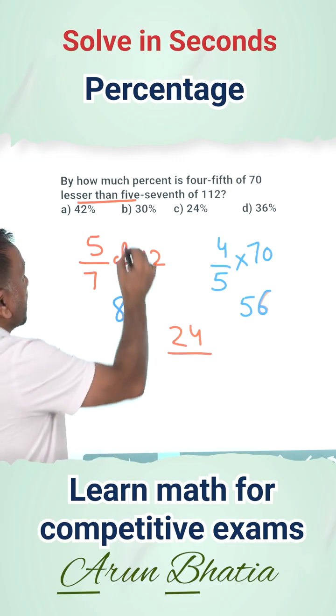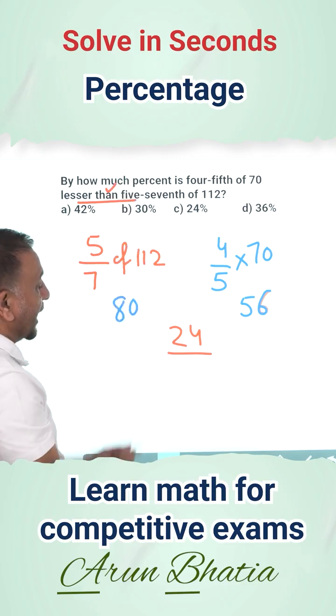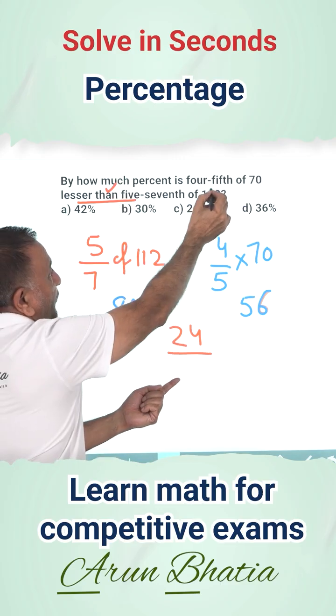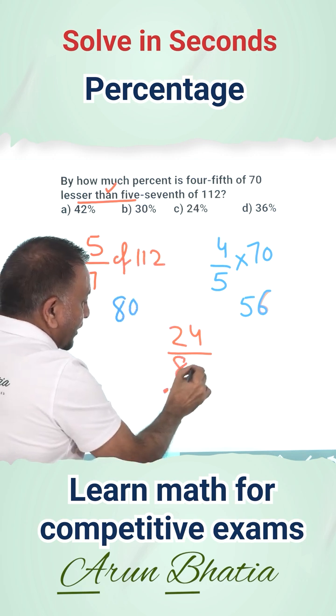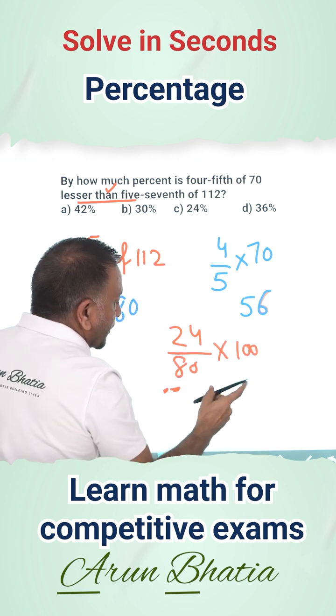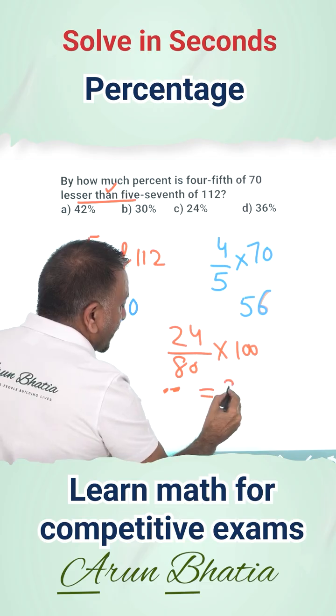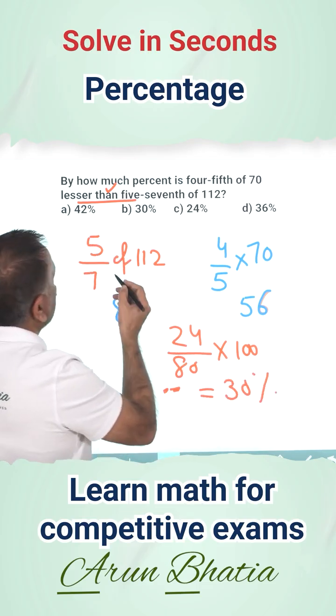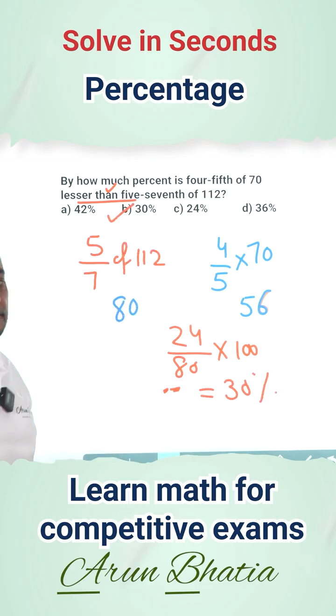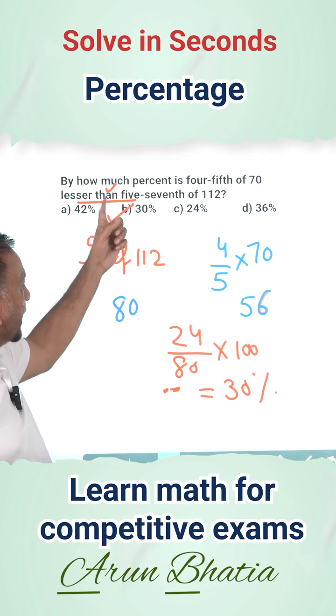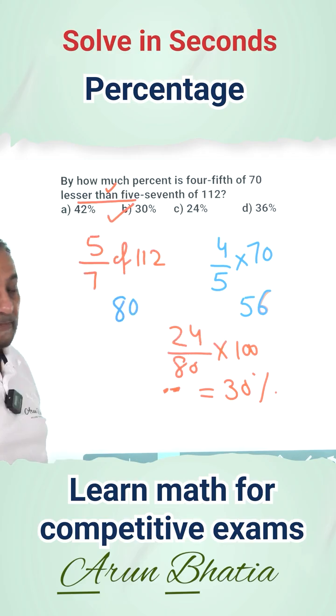Keep in mind this word then will come down. Then is with 112, this. So then will come here into 100. So when you solve it, it becomes 30%. So where is the 30%? This is the answer. Keep in mind of this then. Then value will come down. Don't put 56.